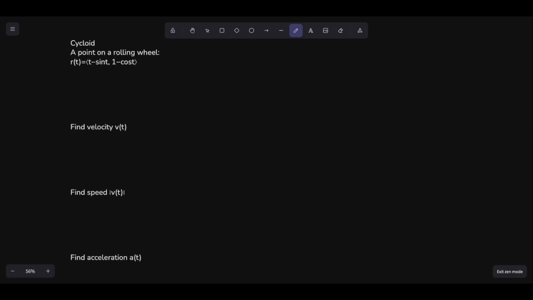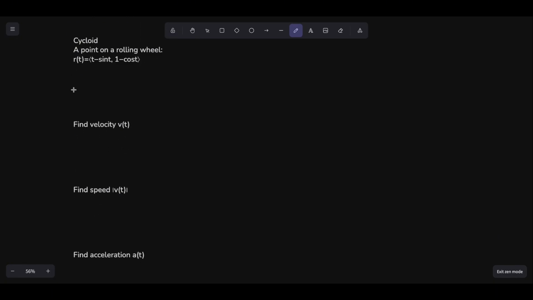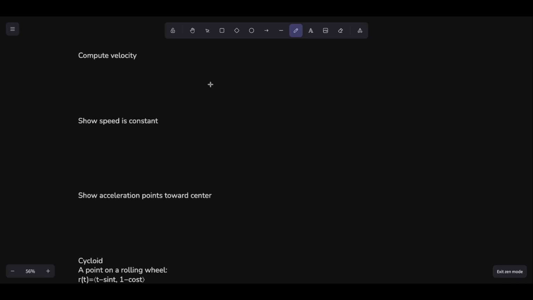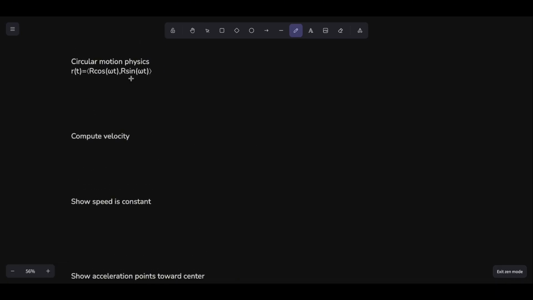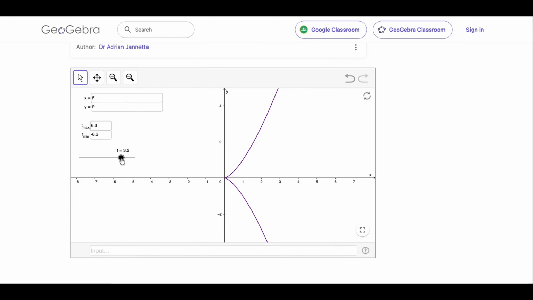And I have talked about this, I'm pretty sure, in a previous video, a point on a rolling wheel. And so all of this is going to be pretty cool. Circular motion physics as well. This is some extra information that we're just going to learn for fun, because parametric equations are really good for modeling real world scenarios. That's why it's used in physics. And so right over here, this is a parametric equation. Look at how cool this is.